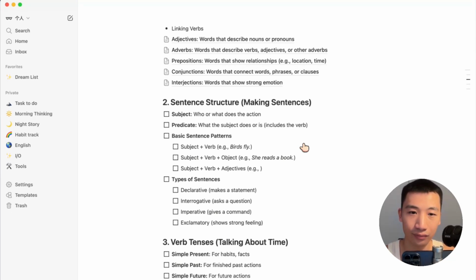Sure. The house is big. House is the subject, is the verb, and big is the adjective. Do you want to try creating a sentence with this pattern?